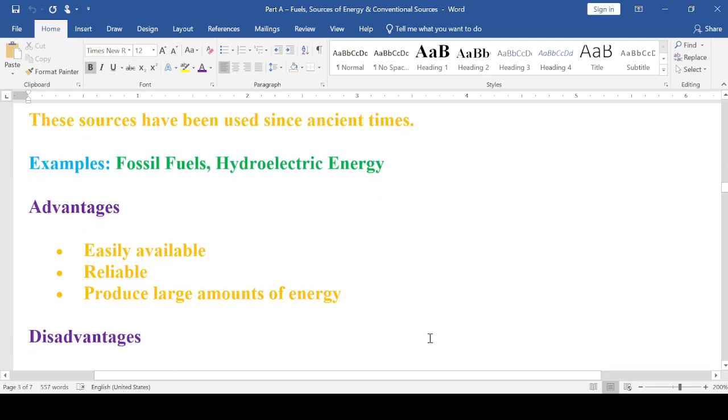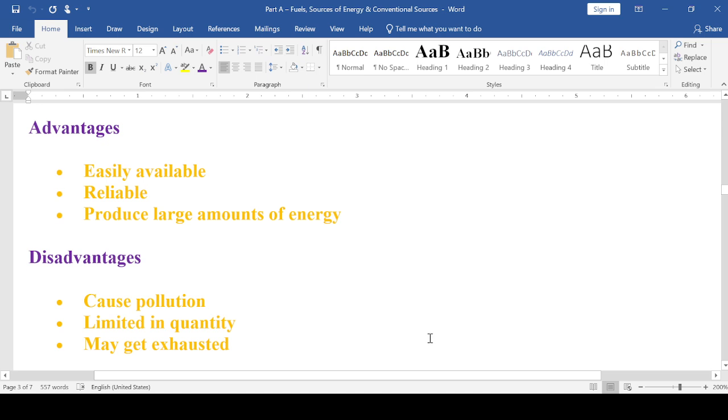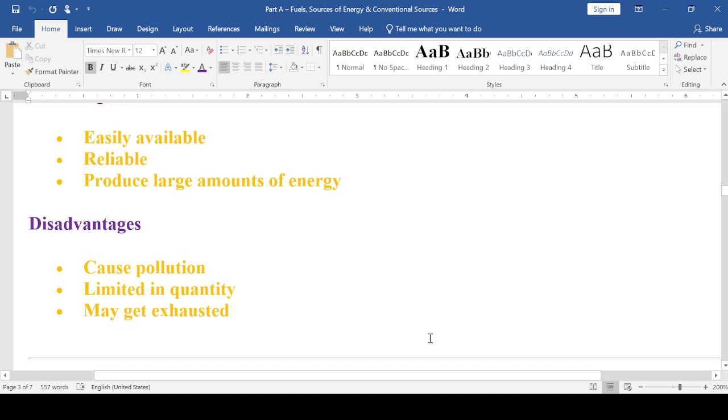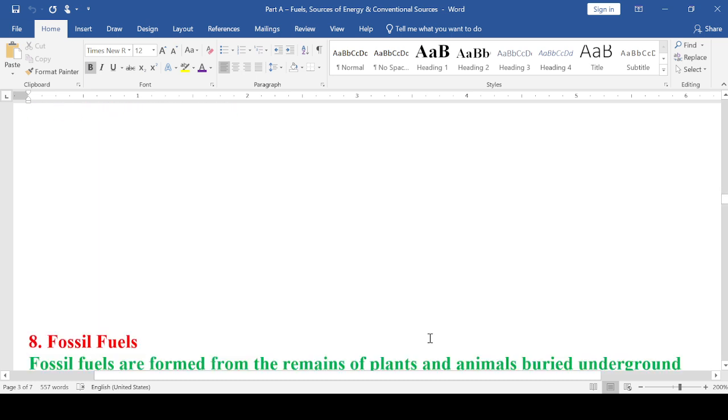So what are the advantages of using them? They are easily available, they are reliable and they produce large amounts of energy. And what are the disadvantages? They can cause pollution and are limited in quantity. As they are limited in quantity, with continuous use they may get exhausted.